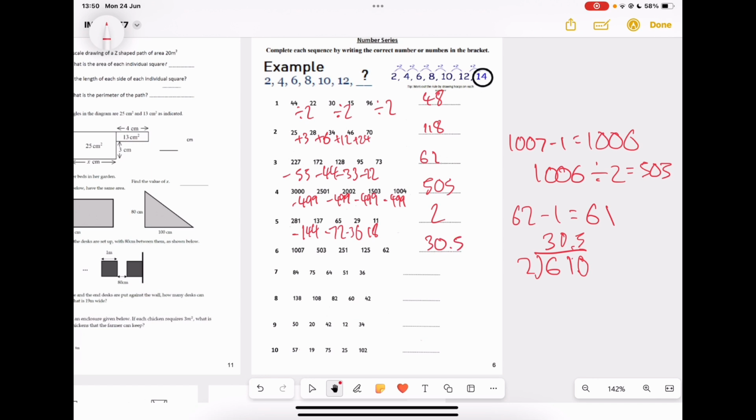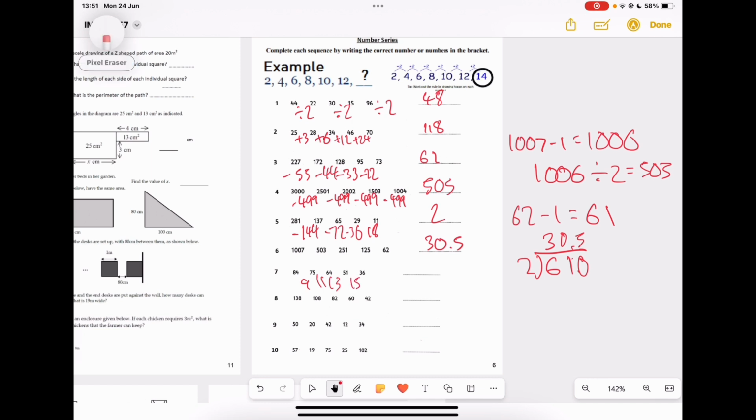Okay, 7. So we have 84 to 75, which is a difference of 9. 75 and 64, which is a difference of 11. 64 and 51 is a difference of 13. And then 51 and 36 is a difference of 15.